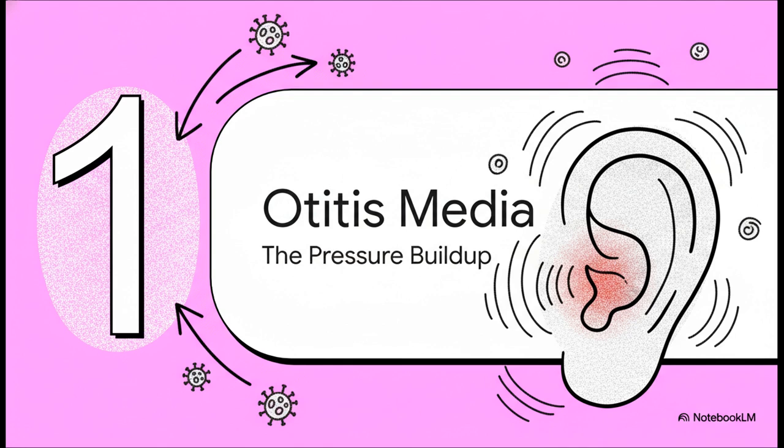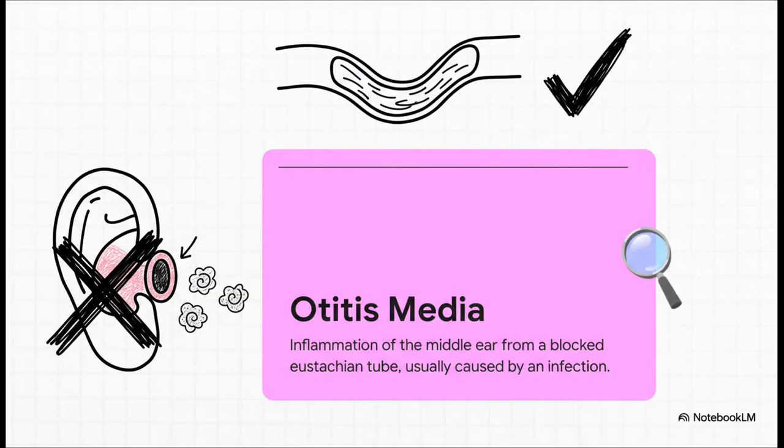We are going to trace the exact physical journey from a common respiratory virus all the way to the sharp, intense pain of a middle ear infection. It's a total domino effect. So, here's the absolute key to getting otitis media. It is not just some random infection. The entire thing gets kicked off by a physical blockage. Think of it this way. No blockage, no problem. It's this structural failure that turns the middle ear into a perfect breeding ground for bacteria.